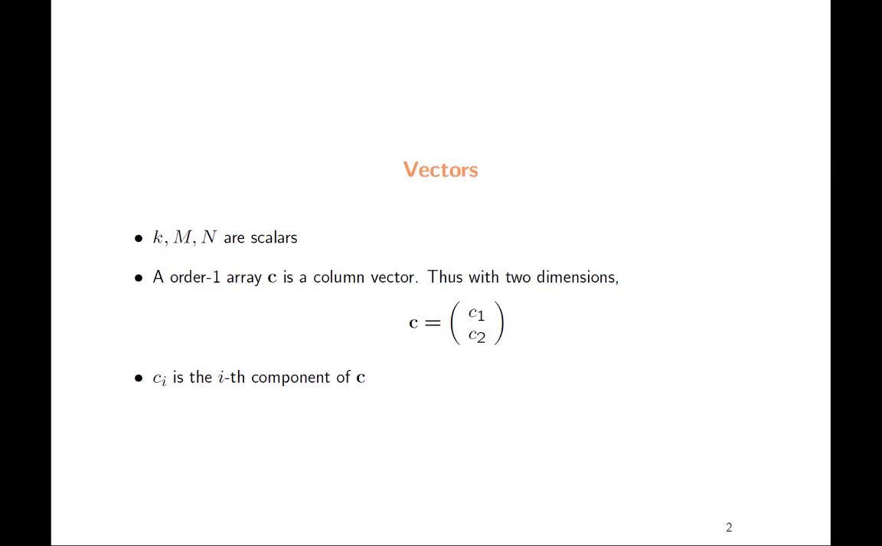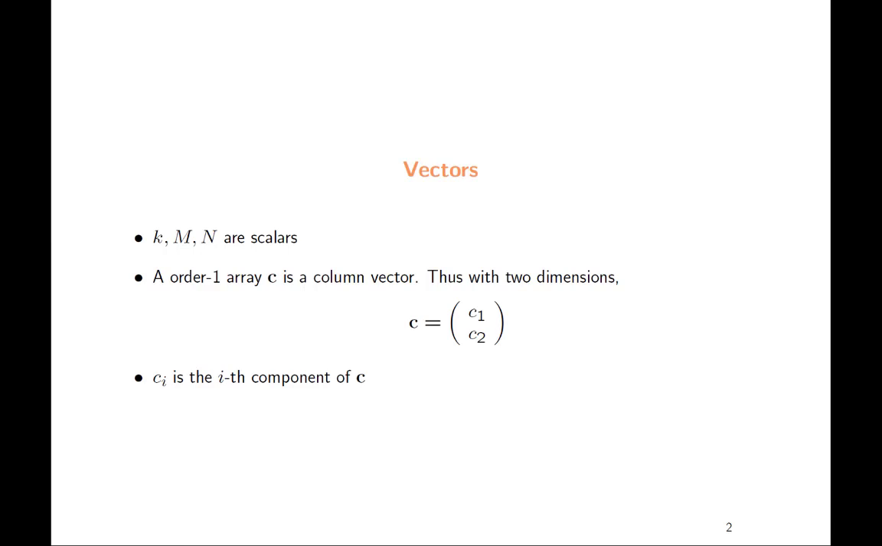Letters, sometimes small, sometimes larger, are scalars. M was the dimension of the input space, N was the number of training data points. An order one array C is a column vector. That's with two dimensions. We write in this way, C1, C2 forms the column vector bold C.